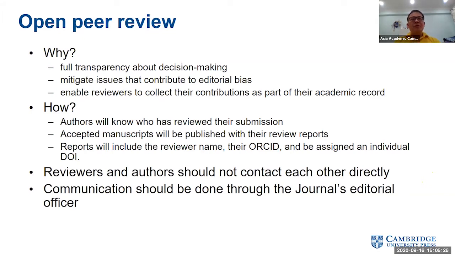So contribution to review. So how can open peer review be carried out? It will mainly be that the authors will know who has reviewed the submission, and the accepted manuscript will be published with the review reports. And the reports will include the reviewer's name, the author ID, and it will also be assigned an individual DOI.